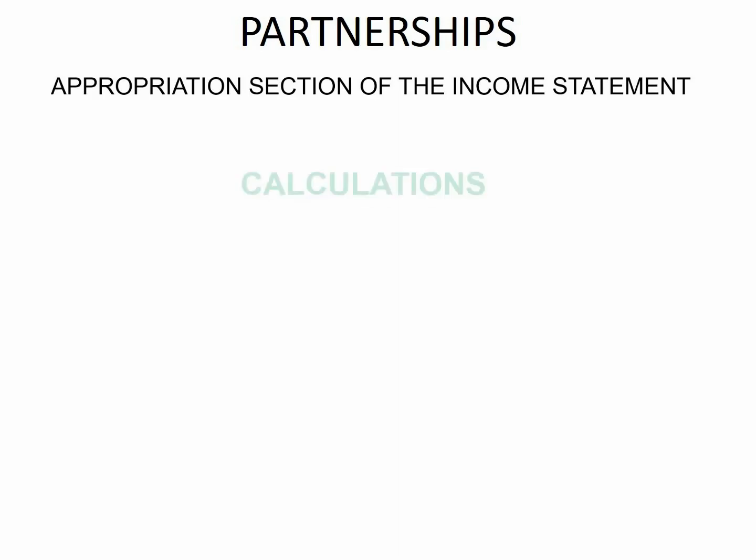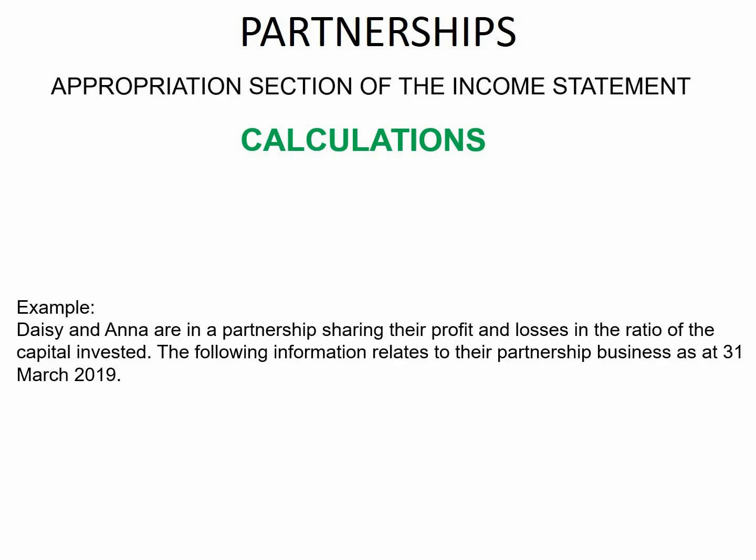Now let's have a look at some of the calculations you will encounter when dealing with partnerships. In our example, we have Daisy and Anna that's in a partnership sharing profits and losses in the ratio of capital invested. The following information relates to their partnership business as at 31 March 2019.